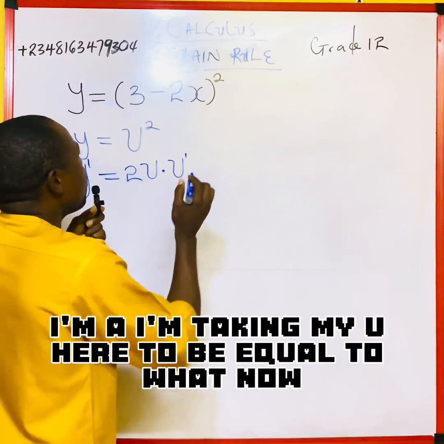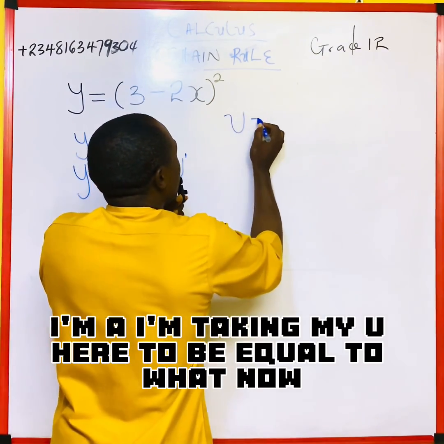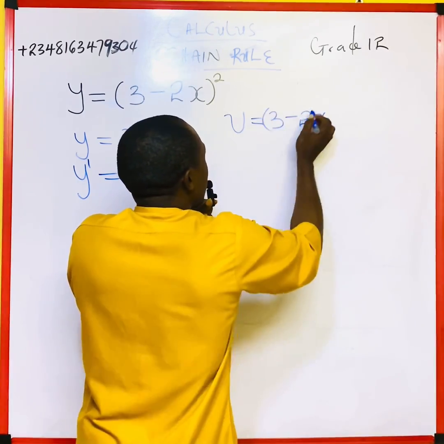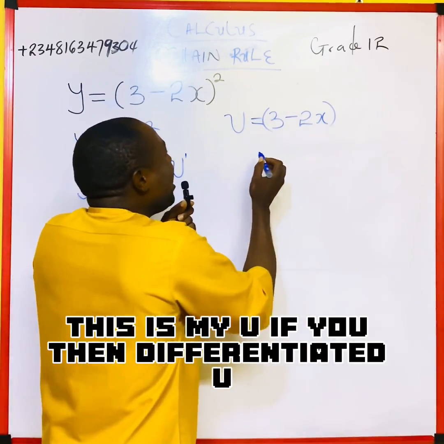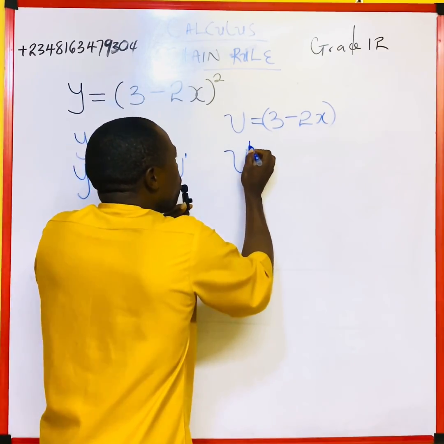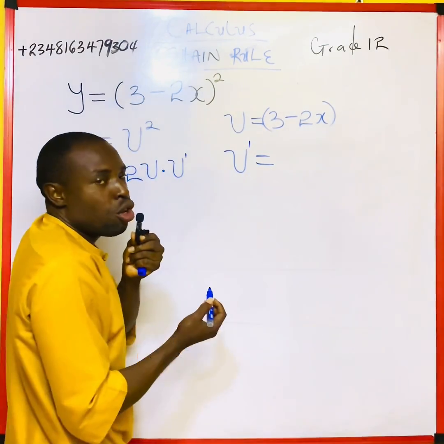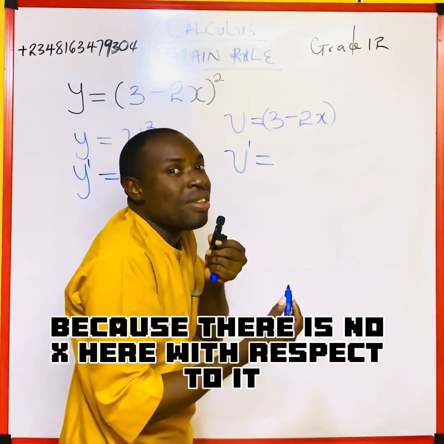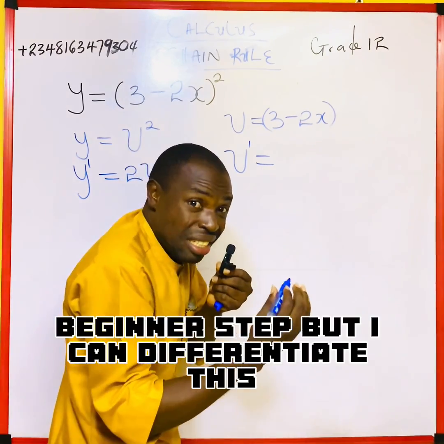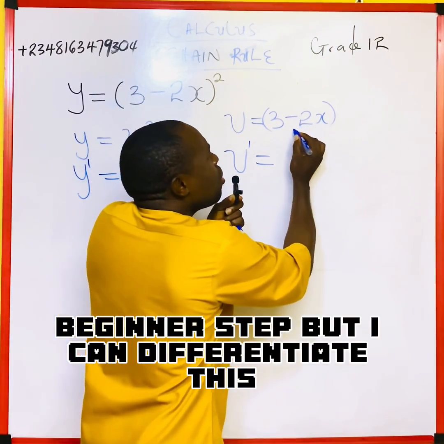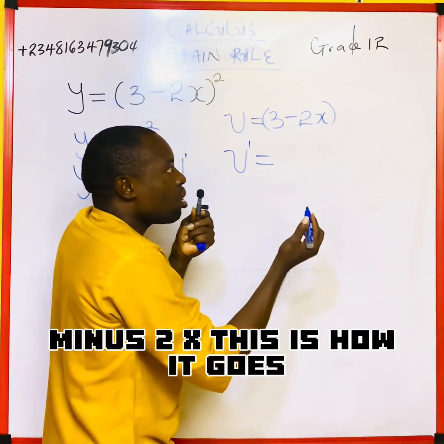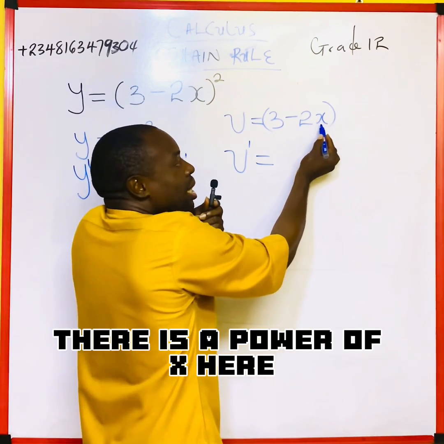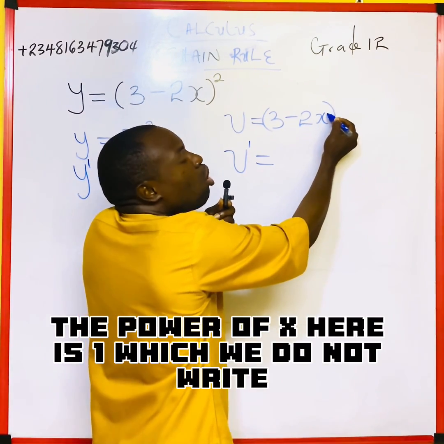So I come here, I'm taking my u to be equal to what now? 3 minus 2x. This is my u. If you then differentiate u, remember, you cannot differentiate 3 because there is no x with respect to it. Beginner step. But I can differentiate this minus 2x. This is how it goes. Remember, there is a power of x here. The power of x here is 1, which we do not write.